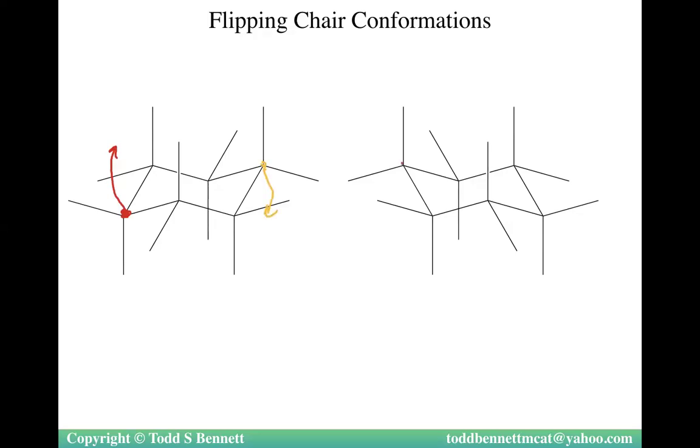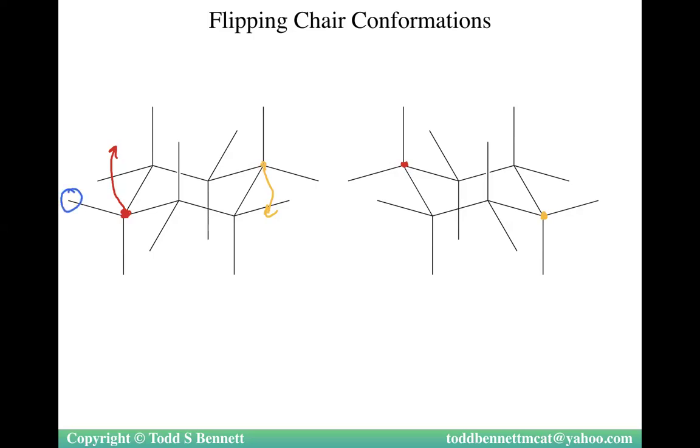Then you'll notice this one is now point up. This one is now point down. So the ring has flipped from one chair conformation to another chair conformation. So this might be the feet on the left, head on the right chair. This is now head on the left, feet on the right chair conformation. So it flipped. In doing so, I want to just pay attention to this one.